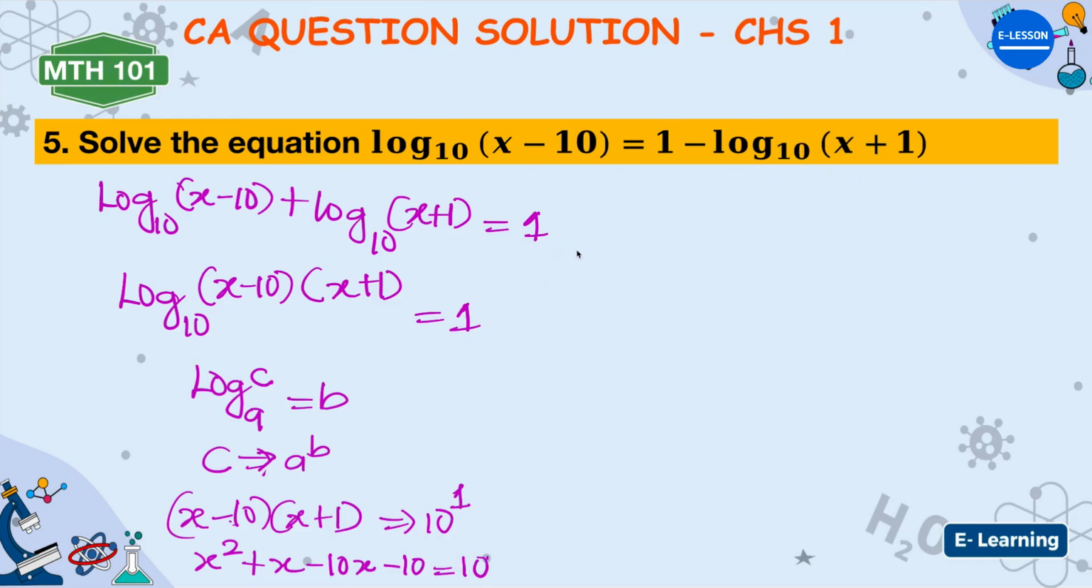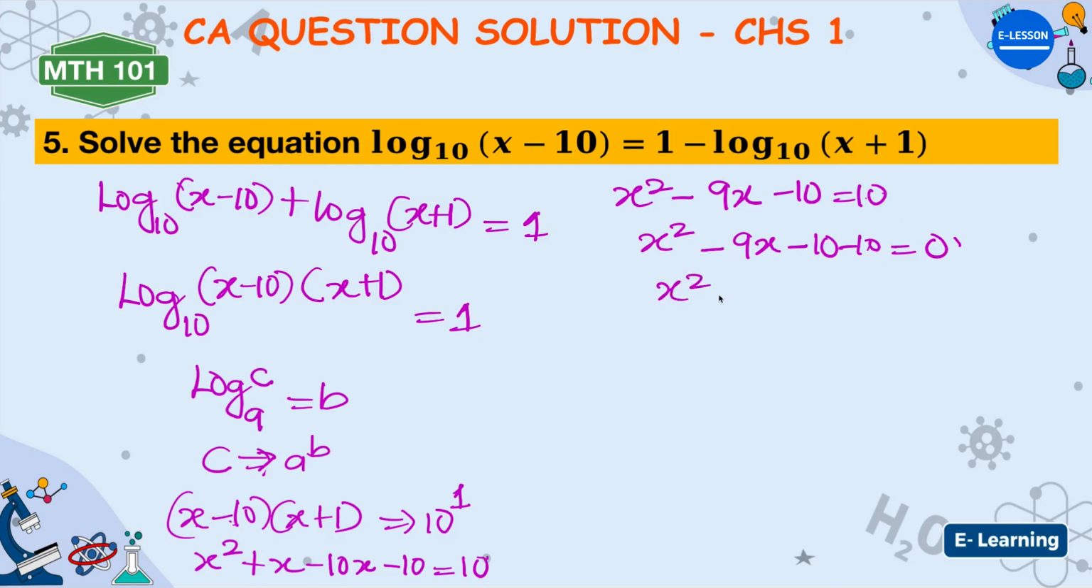All right? Now, at the end of the day, what are you going to have? You have x squared, then x minus 10x will give us minus 9x, then this minus 10 is equal to 10. This one can cross to the other side. It gives us x squared minus 9x minus 10 minus 10 is equal to 0. Is that okay? So what do you think we are going to have now? x squared minus 9x minus 20 is equal to 0.